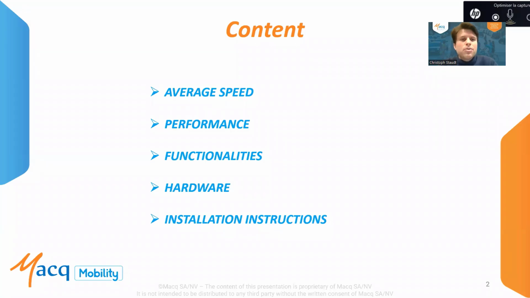From the content point of view, I would like to start with average speed, what it is, what are the key aspects of our solution, then to have an overview of the performance of the solution, then the functionalities, not only for this solution, but in general, coming from our camera, QCAM5, then on which hardware it is based, and finally also some insights into our installation instructions.